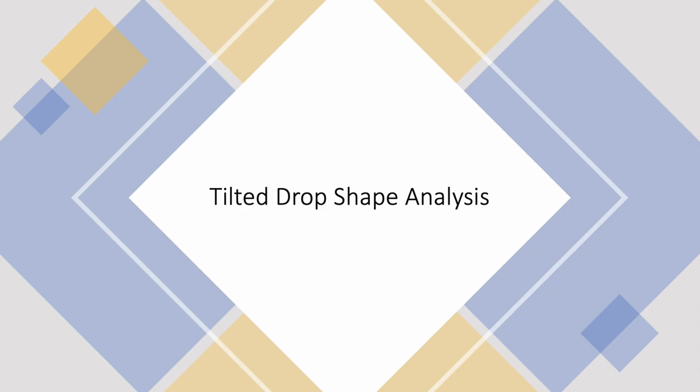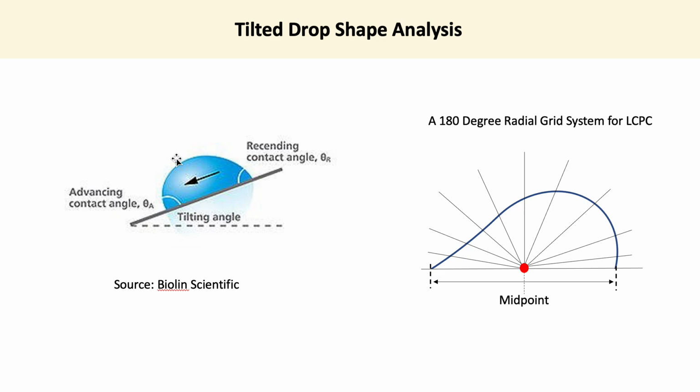Moving on to tilted drop shape analysis. In a tilted drop shape, the drop will lean due to gravity, and there is an advancing angle right here, and then there is a receding angle right here. In this case, we again applied the radial grid, and we defined the origin of the radial grid as the midpoint of the line that connects the base of the droplet.